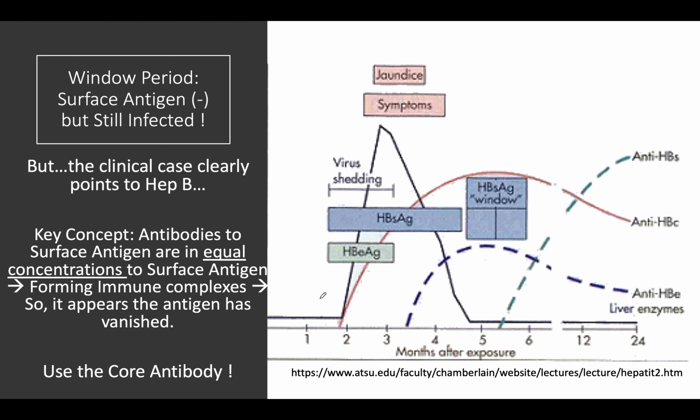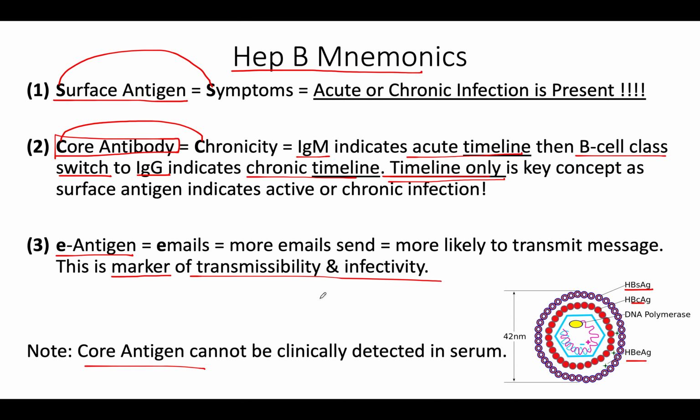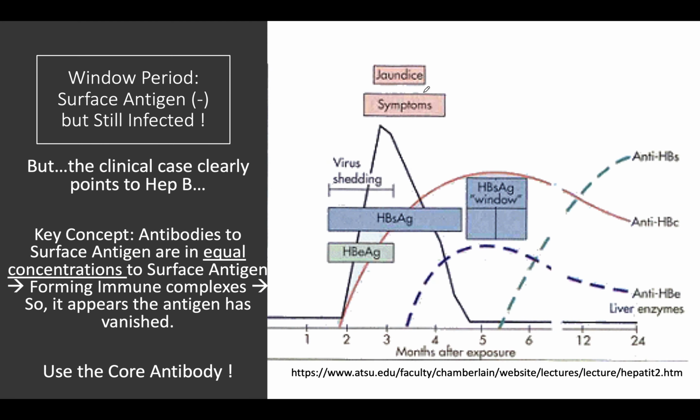This is called the window period, and this is a lot, so just kind of listen. We're going to go through this slowly together and make sure that we really understand it. So on this slide we talked about how the surface antigen must be present to mark an acute or chronic infection. Surface antigen, symptoms, infection, right? Well, there is one special case called the window period. This is when the surface antigen is actually negative, but there is still an infection with hepatitis B going on.